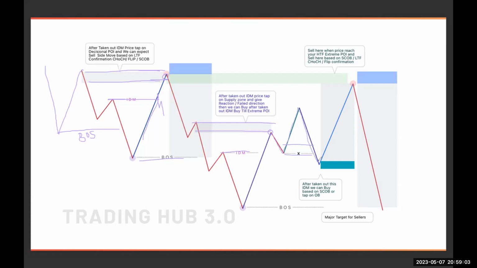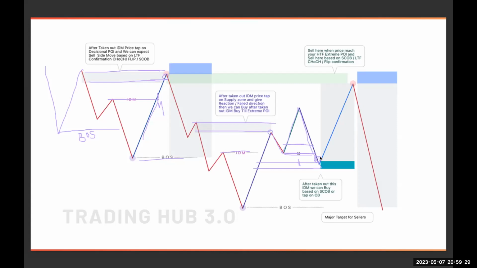Like this, and failed this one because market needs liquidity. Liquidity is here because everyone is buying here on this order block. Market grabs liquidity. You can buy here based on single candle order block, right? Because market has taken out this inducement. And if market mitigates this one, here you can also buy based on CHoCH and flip.